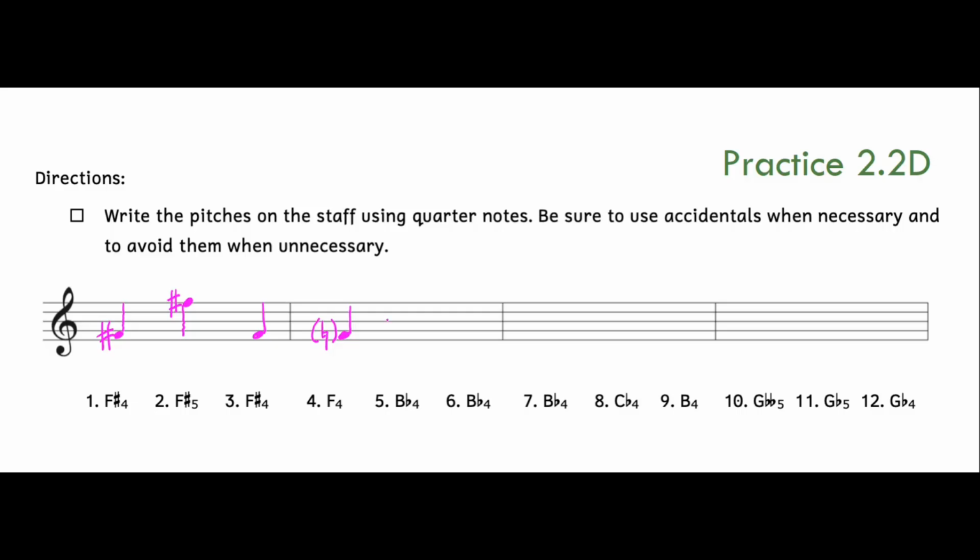Number 5 asks for a B flat 4, so here's B4, and we're going to add a flat in front of it. We have another B flat 4, so I'm going to write this here. Do I add another flat? No, I just leave it as is. Number 7 is asking for a B flat 4, so I'm going to put it here. Do I need to add an accidental? Absolutely. Is it a courtesy accidental? No, it's a true accidental, right? So you have to add that, no parentheses.